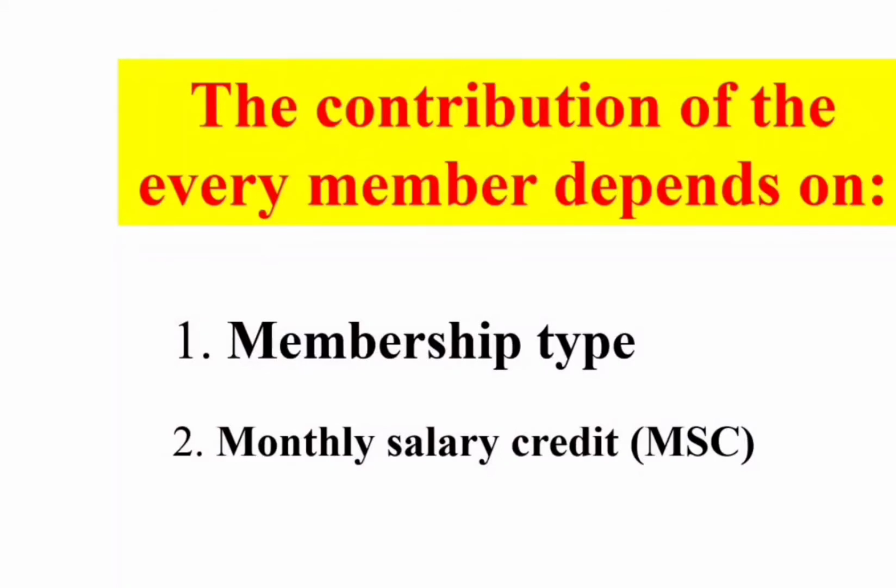Sa monthly salary credit naman, the Social Security law defines the MSC as the compensation base for contributions and benefits. So the SSS uses the MSC to compute the required contribution for members based on their monthly income. The higher your monthly earnings, the higher your MSC is. The higher your MSC, the higher your contribution becomes. So on the SSS contribution table, you will find the MSC that corresponds to your income range. So let's find our SSS contribution using the table and the formula.